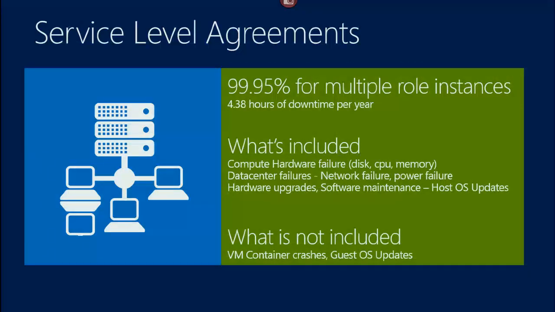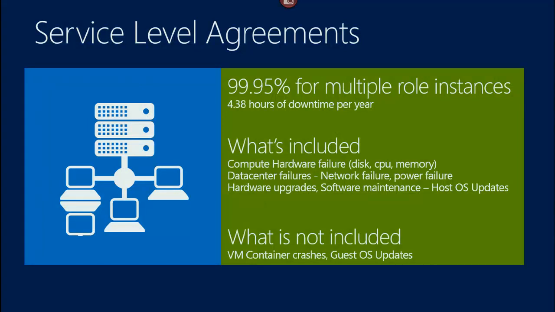Let's talk about high availability features now. So the SLA that we started out with very early when we released Windows Azure was a 99.95% SLA for multiple role instances. I believe that we've updated it recently to a trailing month. So 43 minutes, basically, we get of downtime a month.